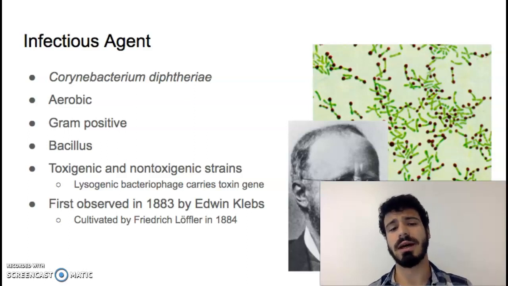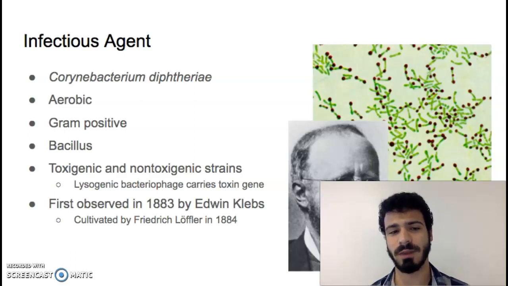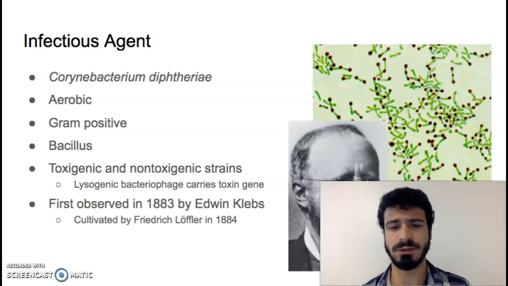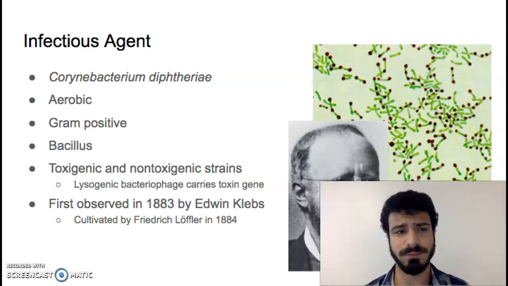And interestingly, the toxin gene is actually usually carried by lysogenic bacteriophage. So the toxigenic diphtheria strains produce the toxin when they're infected by that lysogenic bacteriophage. And the bacteria was first observed in the 1880s by Edwin Klebs and Leffler.